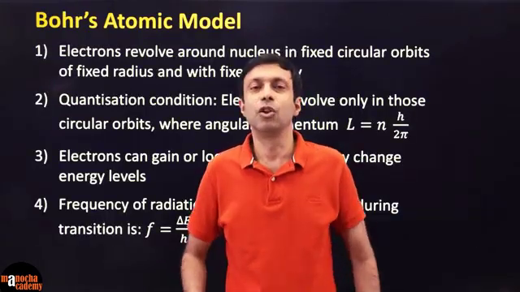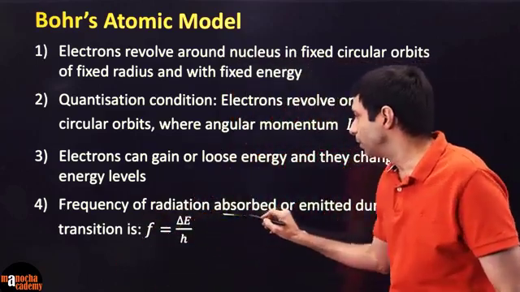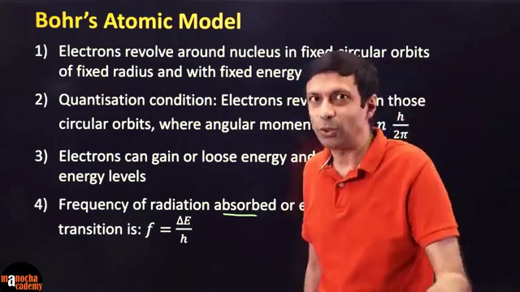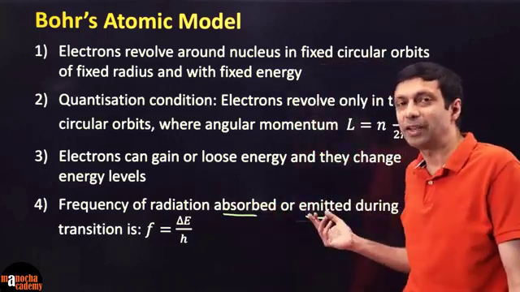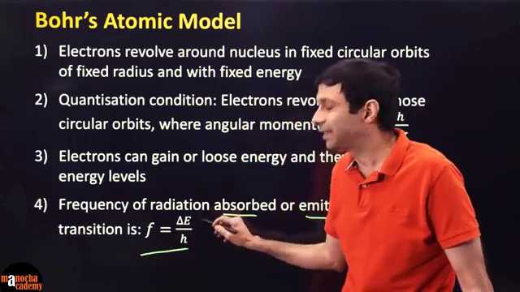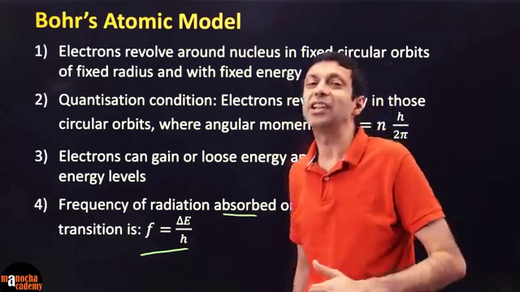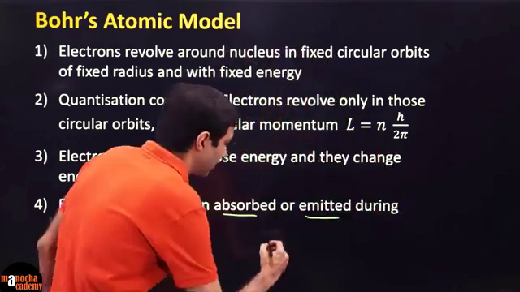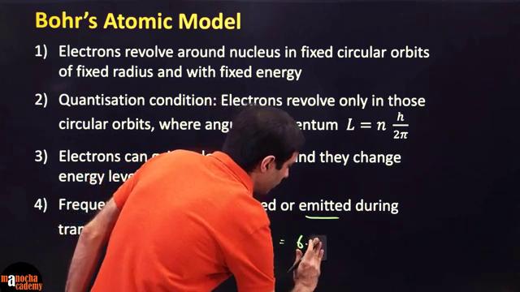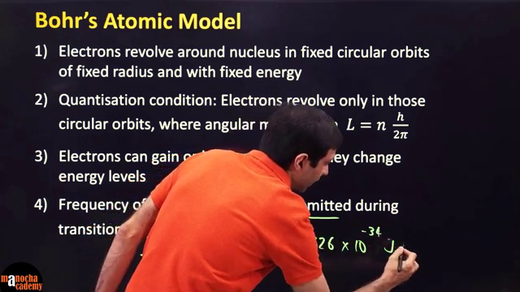So the fourth postulate of Bohr's model said that the frequency of radiation absorbed or emitted during these transitions. So when an electron moves from one shell to the other, then as we discussed, energy is absorbed or emitted, and the frequency can be calculated using this formula. Frequency f equals delta E. Remember, we talked about change in energy divided by h. Who is h? h is Planck's constant. And remember, Planck's constant has this value h equal to 6.626 times 10 to the power minus 34 joule second.